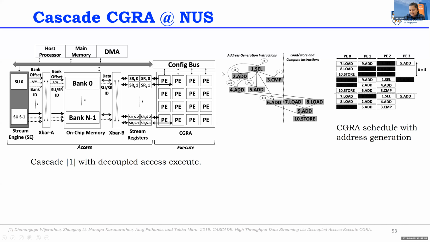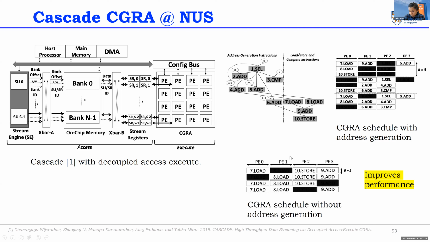If we execute this whole thing on a CGRA in a coupled fashion, it will take a lot of time. For example, the initiation interval II here is 3. If you do this on a CGRA like Cascade, it will save the resources for actual computation, and II will drop to 1. This II, or the initiation interval, is the performance metric. If it is lower, it is better. So we can say that this type of decoupled architecture will improve the performance.